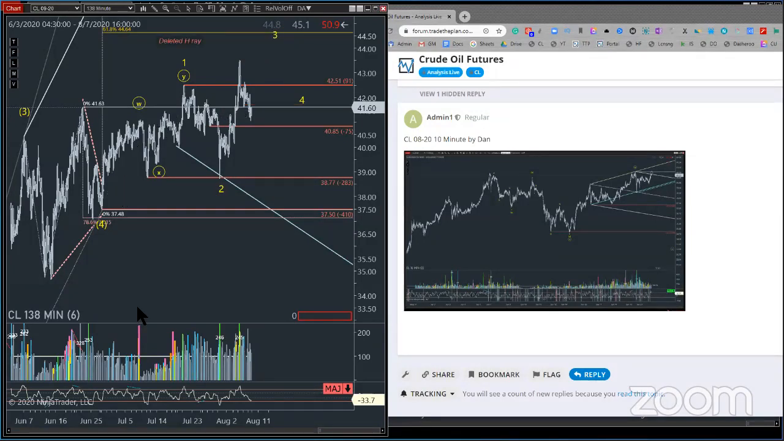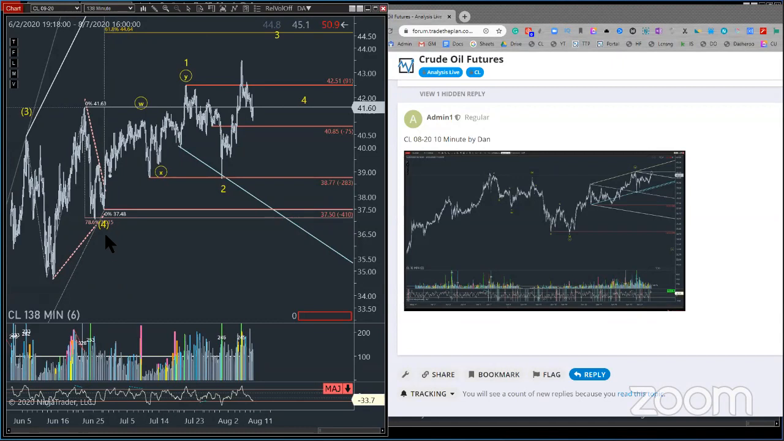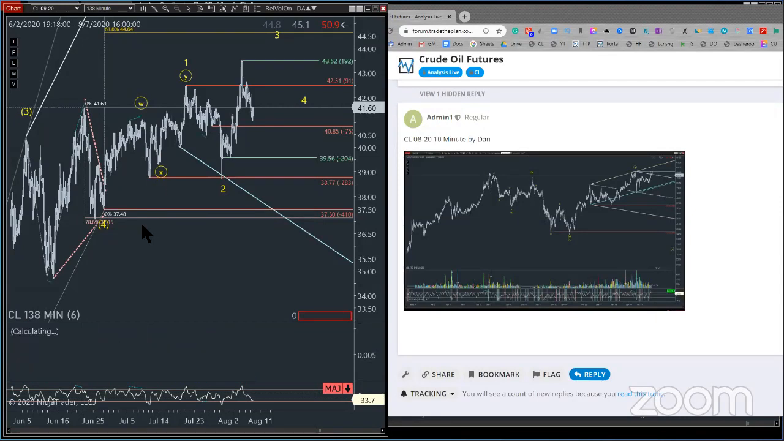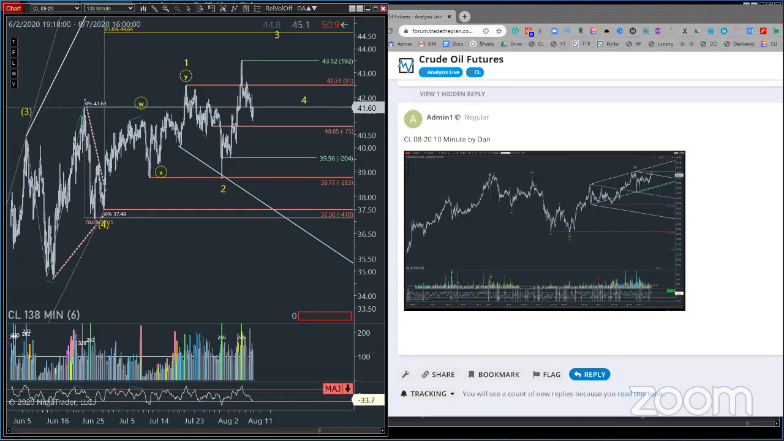So let's see what that looks like, if that's actually a triangle low. What's going on here? One second.